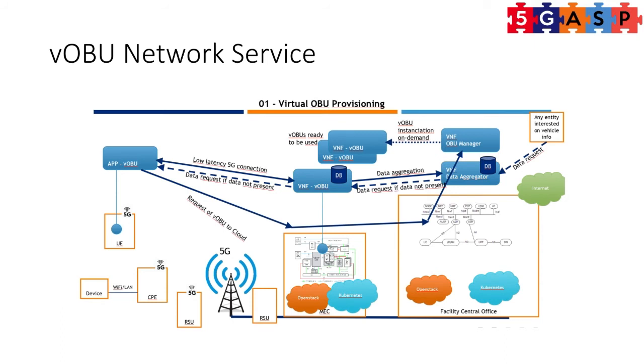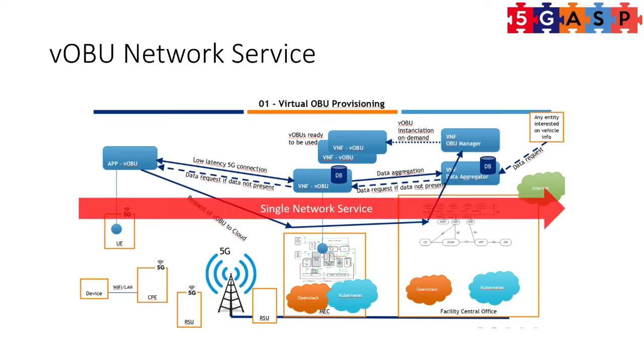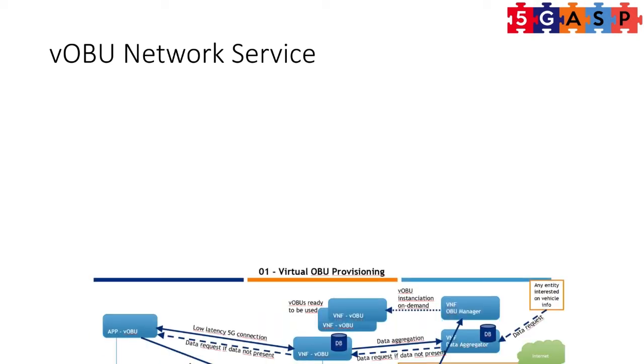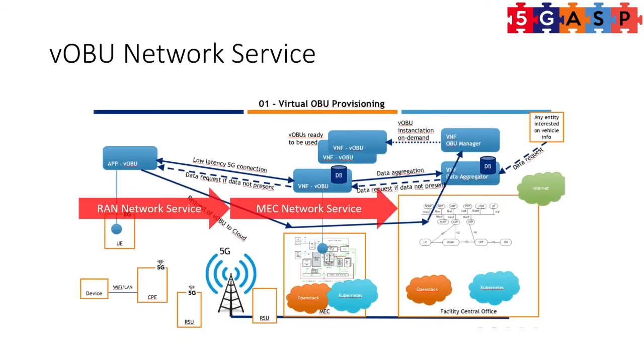Then we move on to defining the network service. Here we have 2 options. The first one is to define a single network service that covers the end-to-end communication, but we have an improvement, which is defining 3 different network services that provide more granularity and a little more control over these network services. One for the RAN, one for the MEC, and one for the core network.